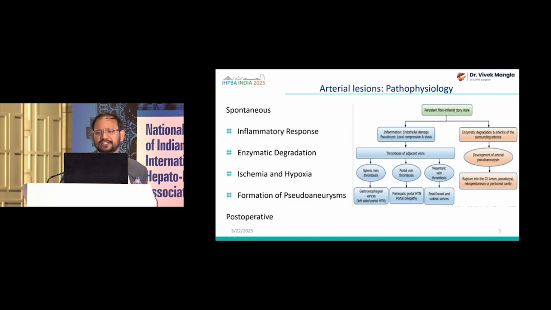There will be endothelial damage, there will be enzymatic degradation of the walls of the vessels leading to arterial pseudoaneurysms, and then the pseudoaneurysm, part of the pseudocyst, it could rupture into the lumen, or it could be an extraluminal hemorrhage into the abdomen leading to hemodynamic instability. Sometimes the patient may just present with abdominal pain and bleeding.